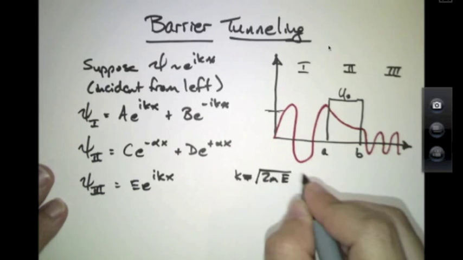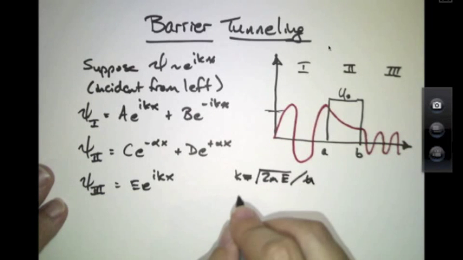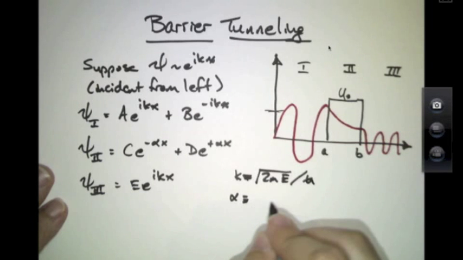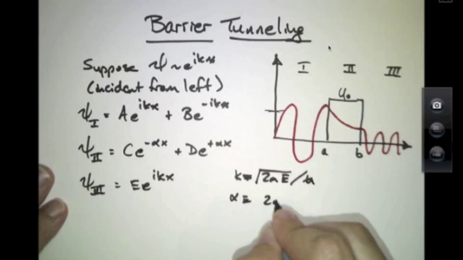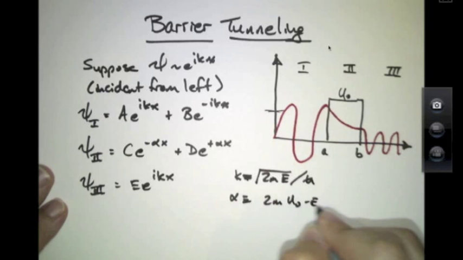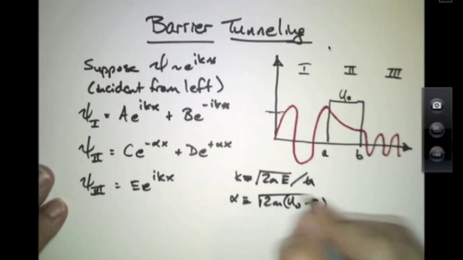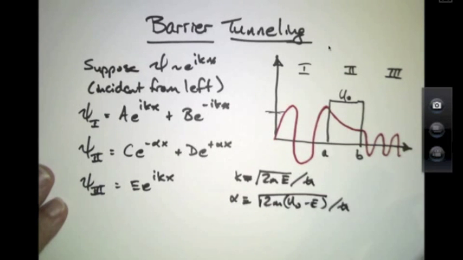These constants k equals square root of 2mE over h bar, and alpha equals square root of 2m(U0 minus E) over h bar.